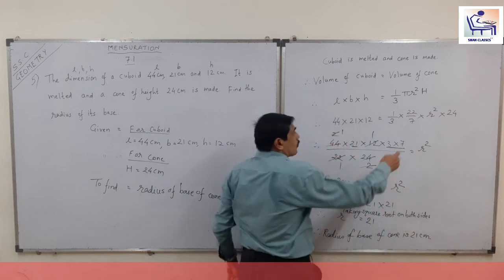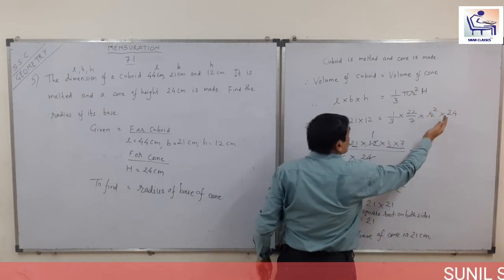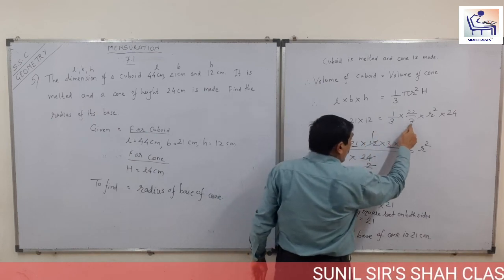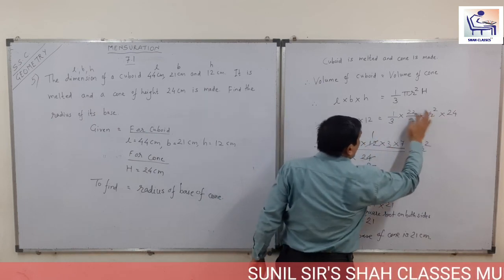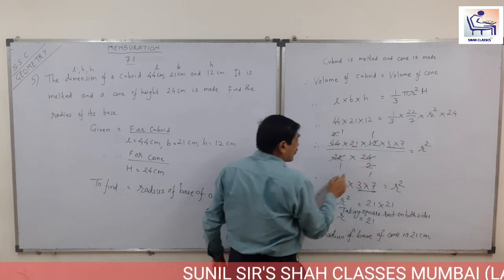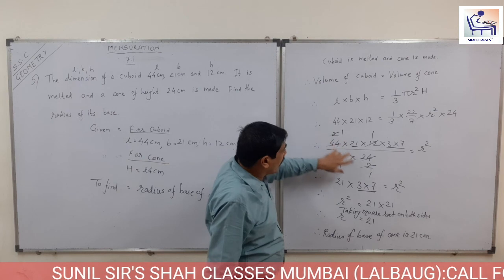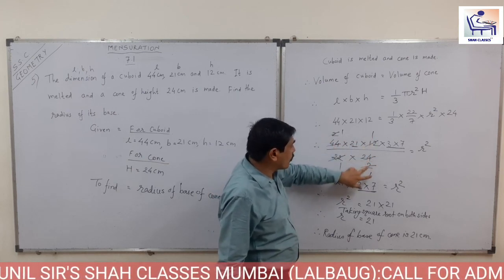Now to find out this r, हमने यहाँ पे क्या किया? सारे numbers opposite side ले लिए. तो ये क्या हो जाएगा? Denominator becomes numerator and numerator becomes denominator. And now you do the cancellation. 22 ones are, 22 twos are. And here we have seen 12 ones are, 12 twos are.